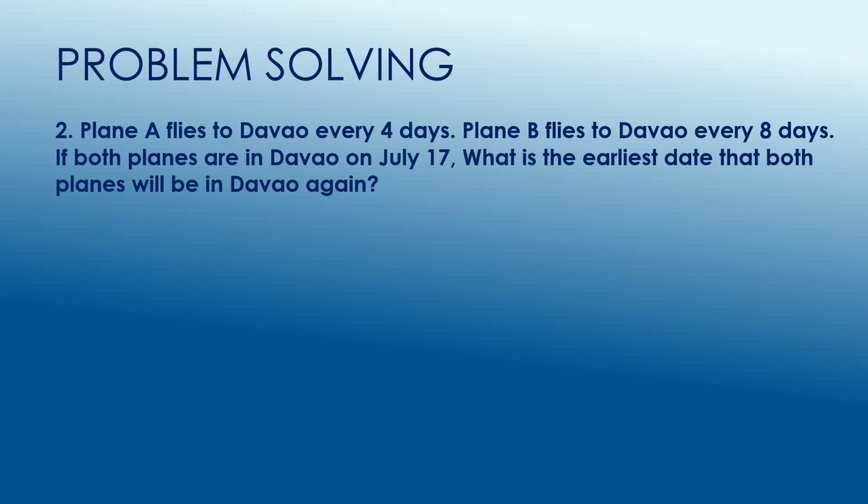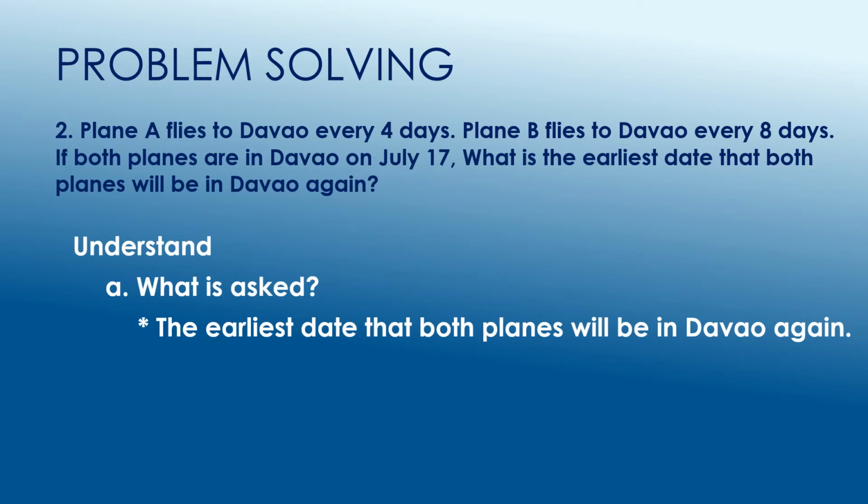Okay, let's try answer number 2. Plane A flies to Davao every 4 days. Plane B flies to Davao every 8 days. If both planes are in Davao on July 17, what is the earliest date that both planes will be in Davao again? Okay, let's analyze the problem.